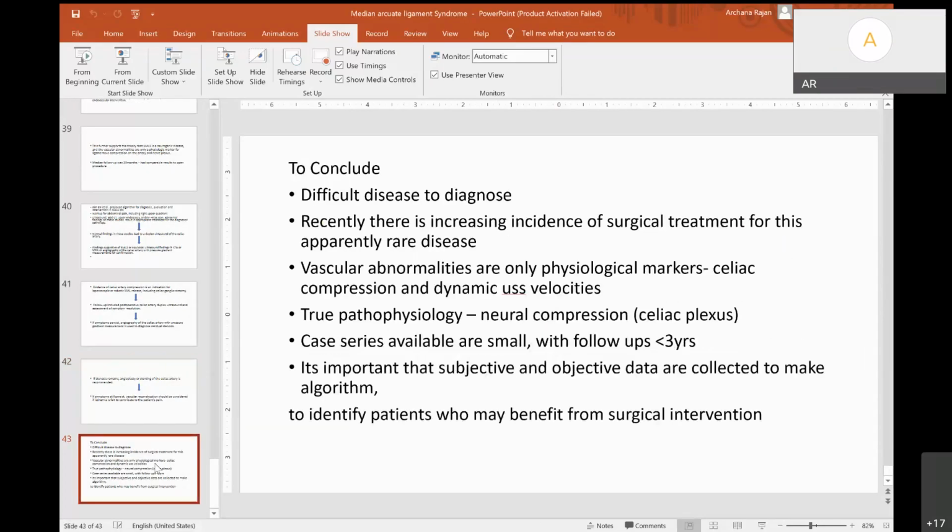To conclude, it is a difficult disease to diagnose, and recently there is an increasing incidence of surgical treatment for this apparently rare disease. Vascular abnormalities are usually only a physiological marker, seen as celiac compression and dynamic ultrasound velocities. The true pathophysiology is celiac plexus neural compression. All the available case series have small numbers of patients and follow-up of less than 3 years. It is important that subjective and objective data are collected before treating a patient, to build an algorithm to identify who benefits from a surgical intervention.